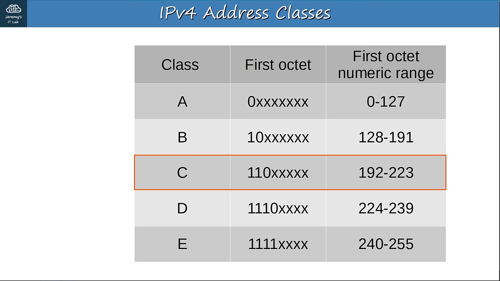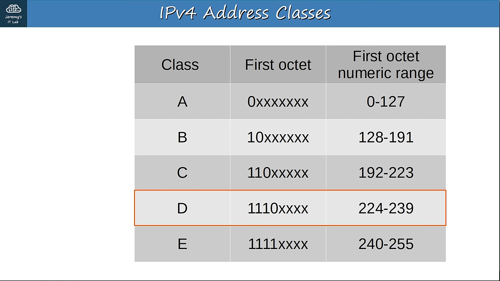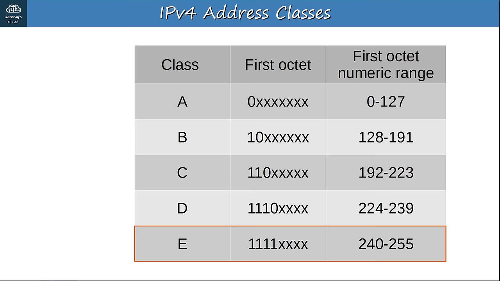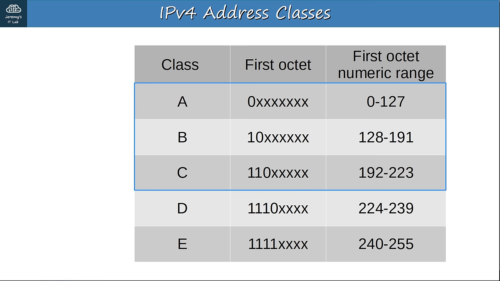The third class is class C, which has a first octet beginning with 110, and therefore the numeric range for the first octet is 192 to 223. Class D has a first octet beginning with 1110, and the numeric range of the first octet is 224 to 239. Finally, class E has a first octet beginning with 1111, and therefore the numeric range for the first octet is 240 to 255. However, the classes of address we'll be focusing on are A, B, and C.